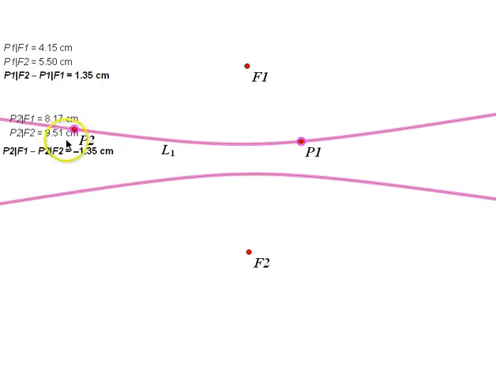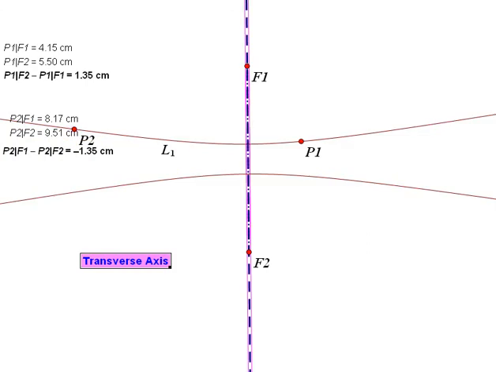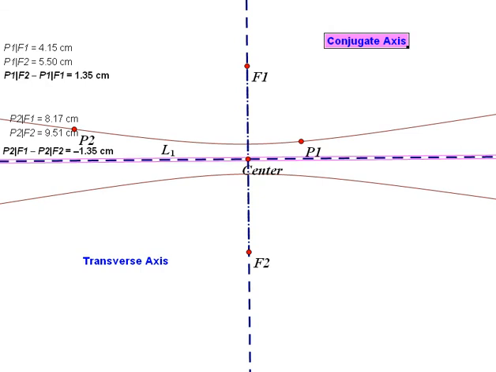And as you can see, the difference between the 2 distances is still the same number, 1.35. And here it is negative 1.35 because now F2 is larger than F1. But we still have our transverse axis, which is no longer horizontal but vertical. And we still have our center point and our conjugate axis and our vertices. But now they're a little bit different because we have a different position of the foci.